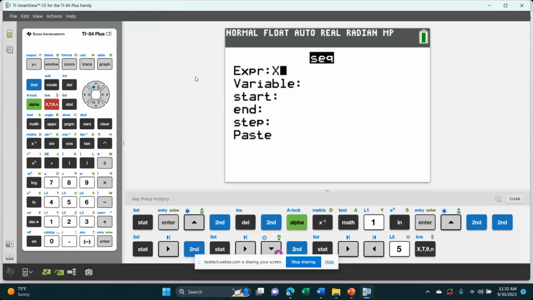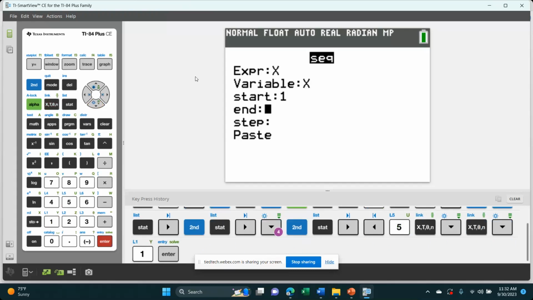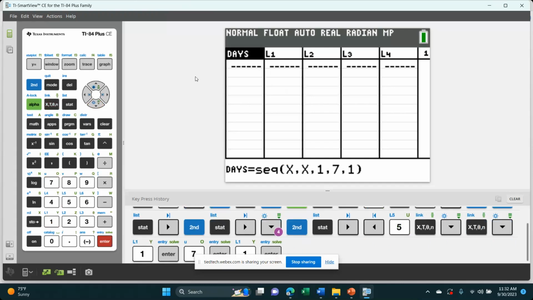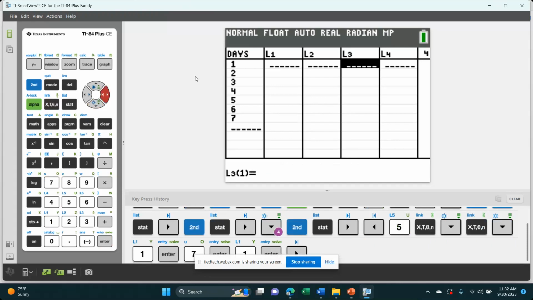My expression is X. My variable is X. I started with day 1, and I believe Debbie's table stopped at 7, so we're not giving anything away. And we're going to step by ones. When we paste that, we see the sequence syntax there for me, and I can press enter and it fills my table.